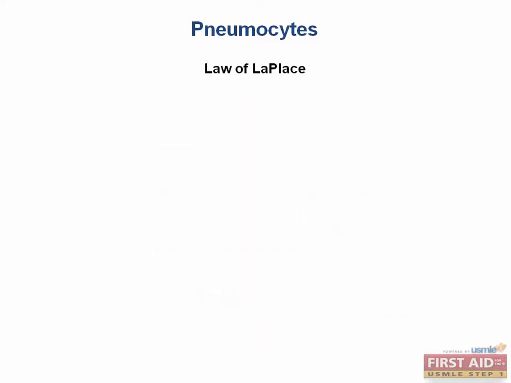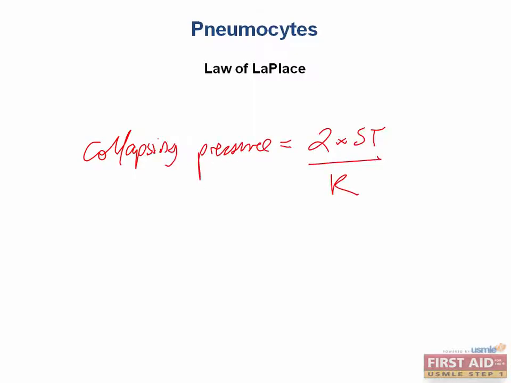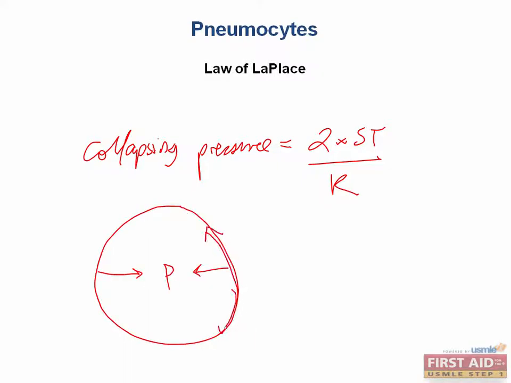According to the law of Laplace, the collapsing pressure equals 2 times the surface tension over the radius. I think it's also helpful to sketch out the relationship for yourself. Looking at this equation, we see the collapsing pressure will have a linear relationship with whatever changes occur in the numerator, which is in this case surface tension. As surface tension increases across the alveolar epithelium, the alveolar collapsing pressure will also increase.